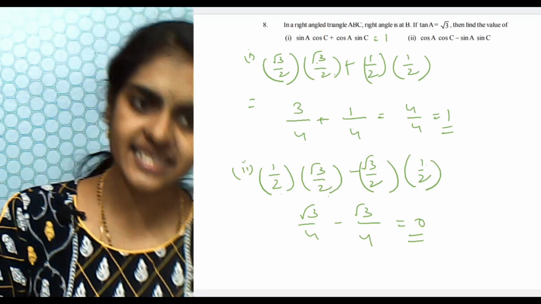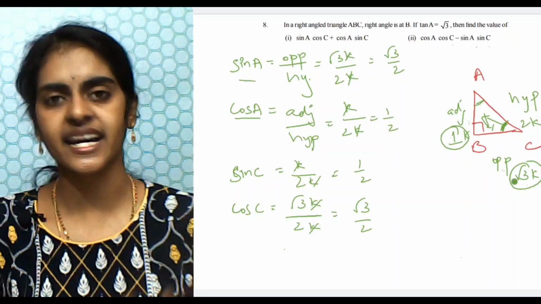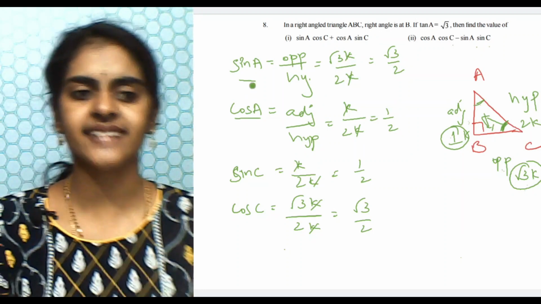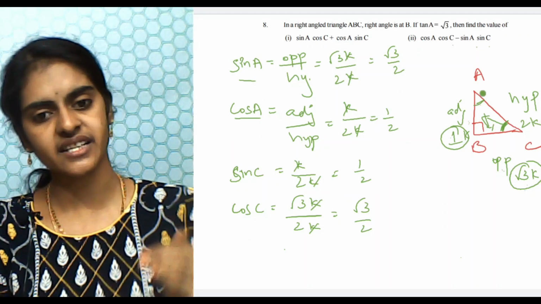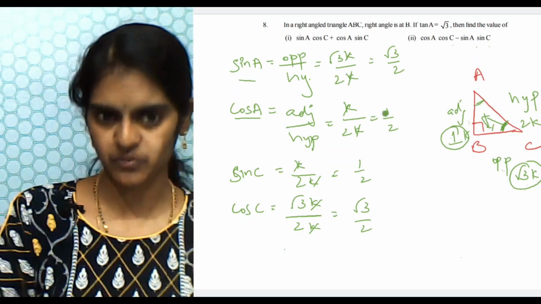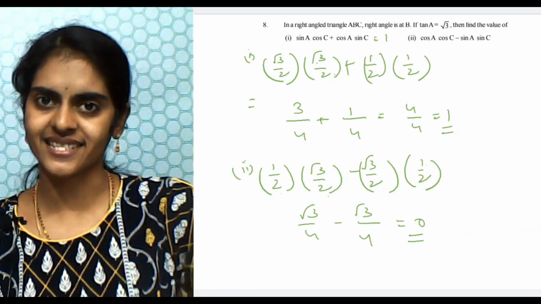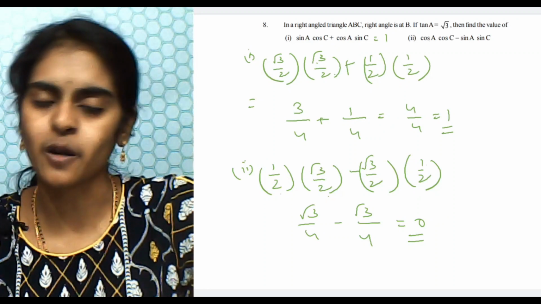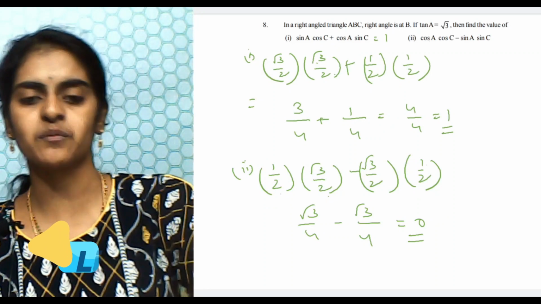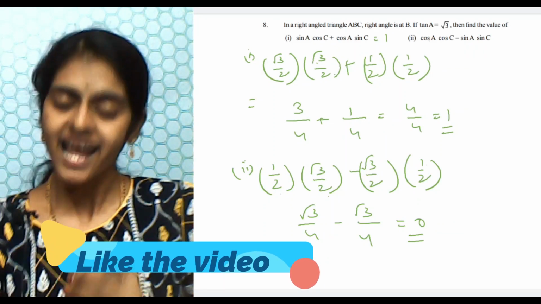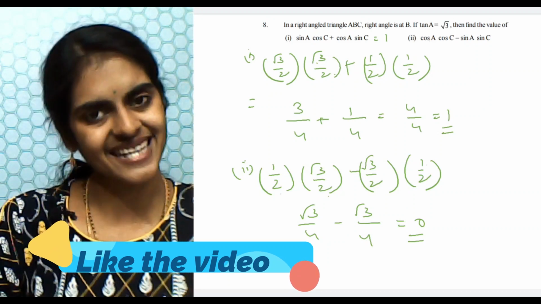Got it? So firstly, we find the three sides, and then we find sin A, cos A, sin C, cos C with respect to angles A and C. Then simple substitution in the given bits, and you will get the answer. I hope all these problems are clear to you. With this we have completed exercise 11.1. I'll meet you in the next video with the next exercise.